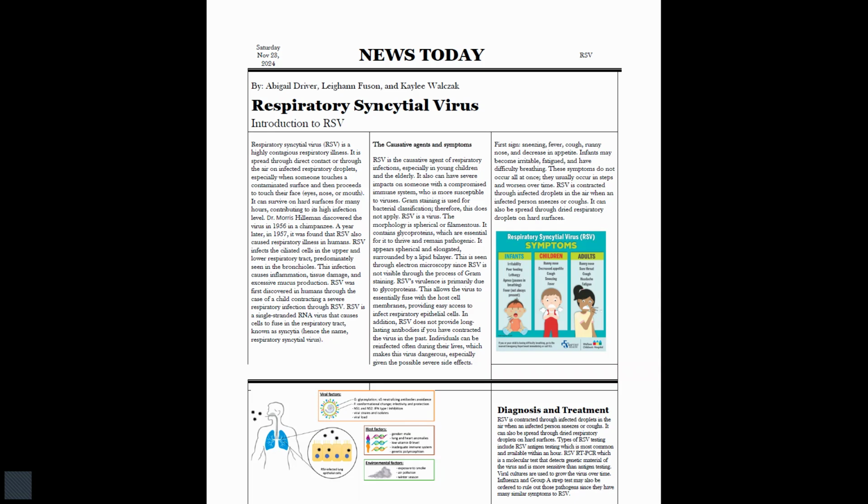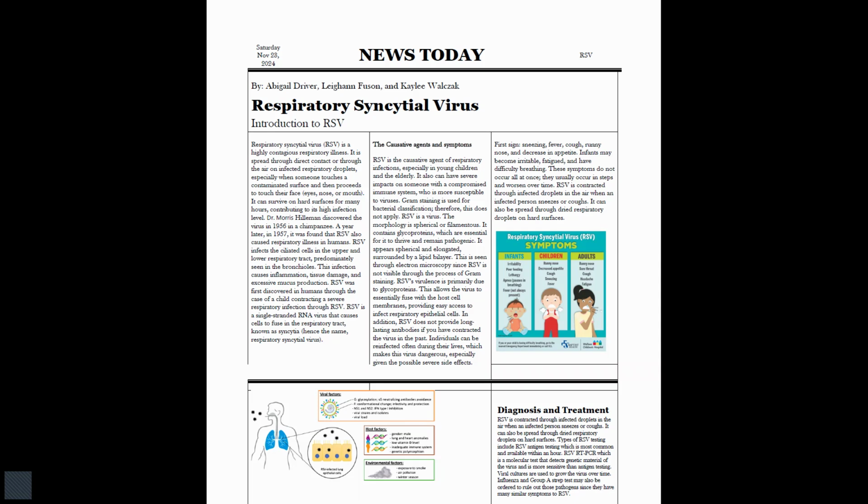Gram staining is used for bacterial classification. Therefore, this does not apply. RSV is a virus. The morphology is spherical or filamentous. It contains glycoproteins, which are essential for it to thrive and remain pathogenic. It appears spherical and elongated, surrounded by a lipid bilayer. This is seen through electron microscopy since RSV is not visible through the process of Gram staining.